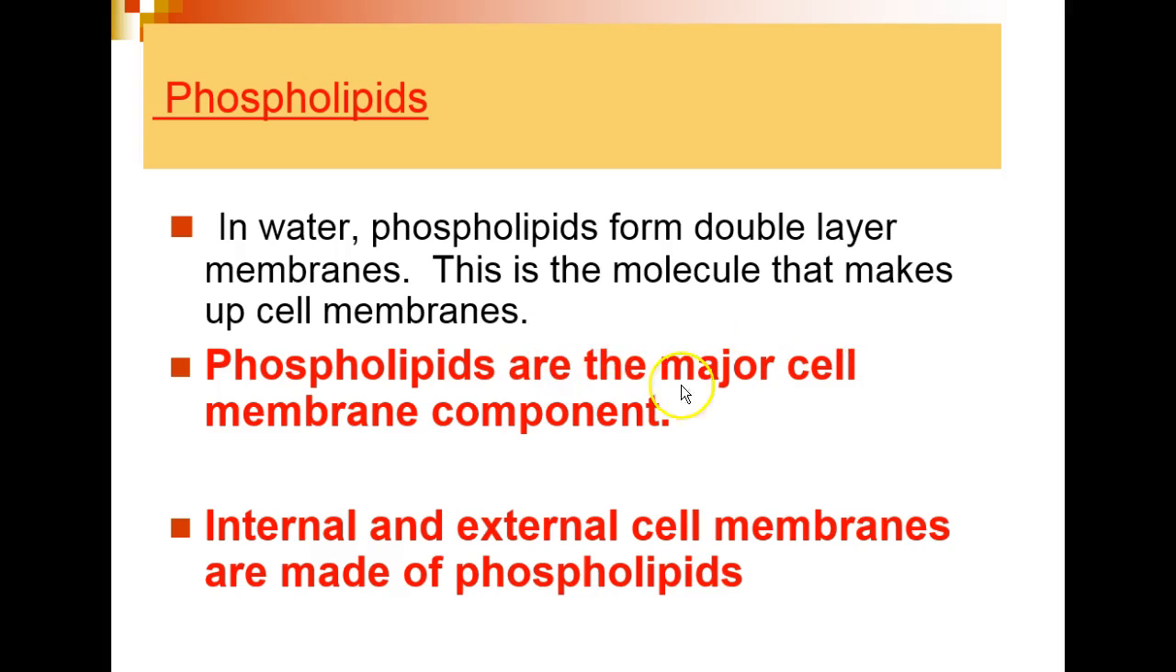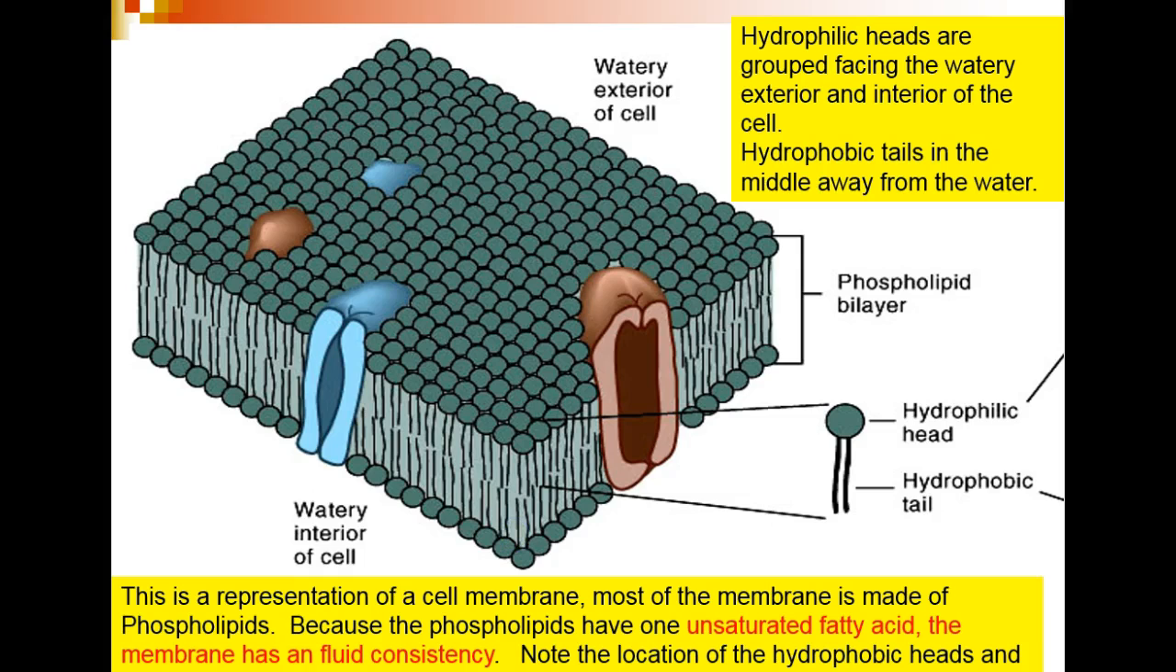Phospholipids are the major component of cell membranes. All membranes in the living world are made of phospholipids, whether they are internal or external cell membranes. This is a depiction of a cell membrane. Notice the sea of phospholipid molecules that create these double-layer membranes.